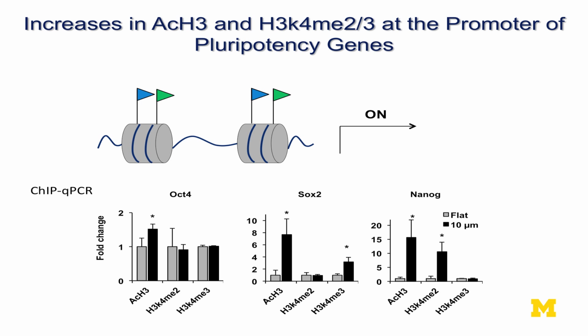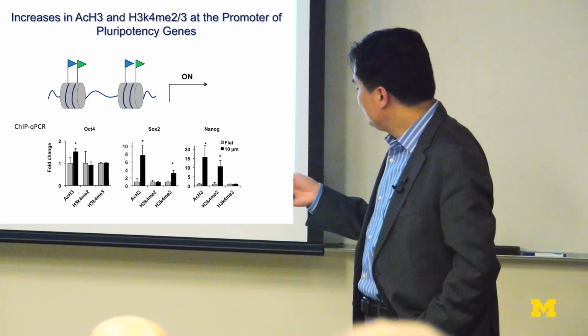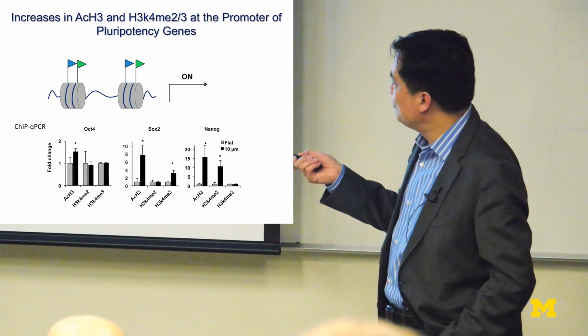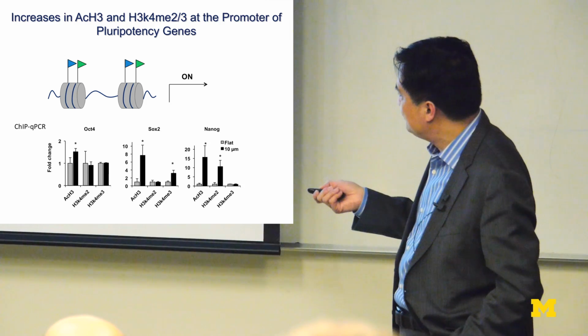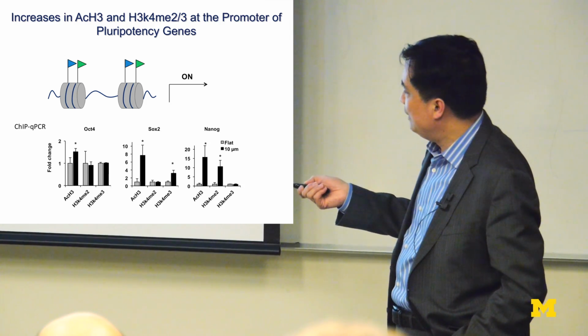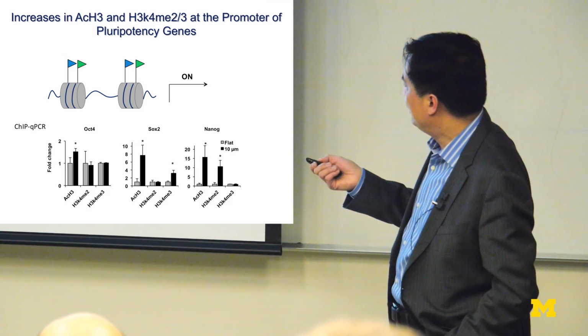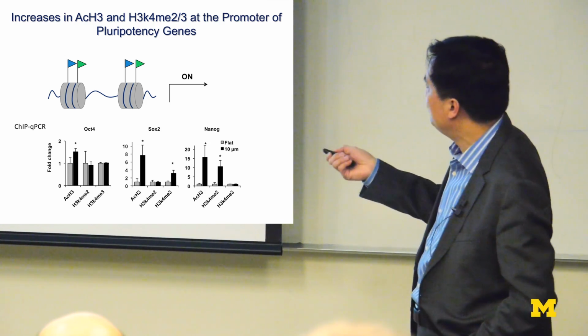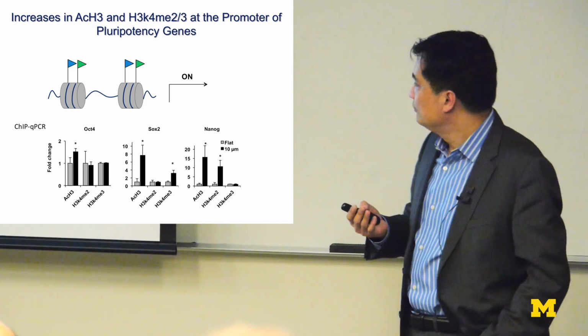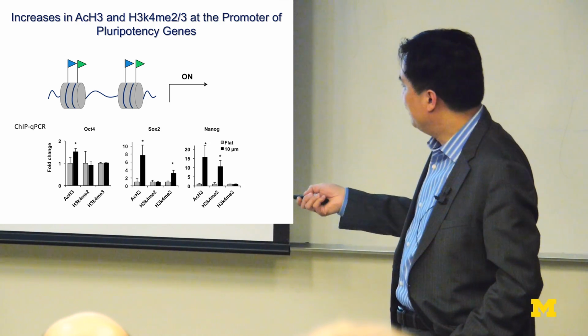Okay, so we have shown that indeed these topographic cues can change the epigenetic state globally. But the key is whether this happens at a promoter of these pluripotent genes that are important for the reprogramming. So to test that, we did chromatin immunoprecipitation with the antibody against the modified histone, either acetylation or methylation. And then we did PCR to test whether the promoter of OCT4, SOX2, and NANOG, these three major pluripotent genes, are regulated by these histone modifications.